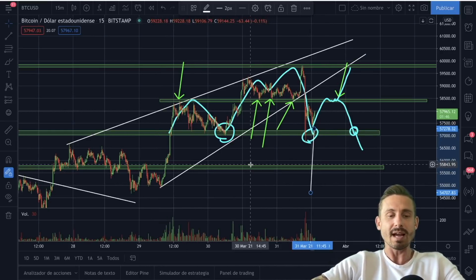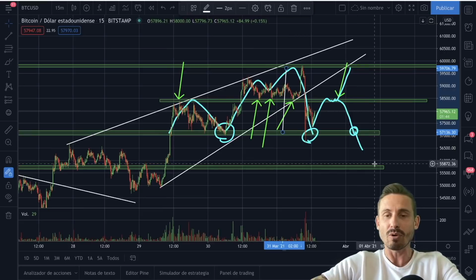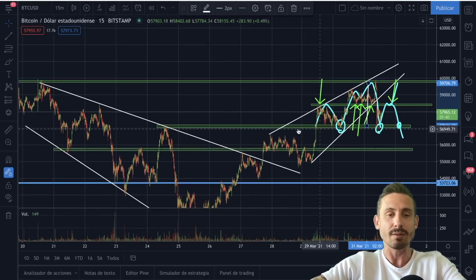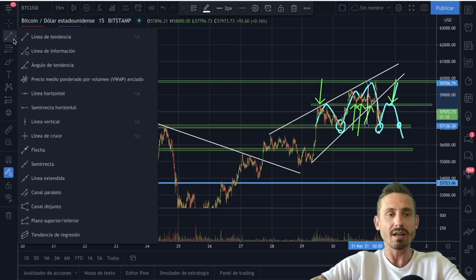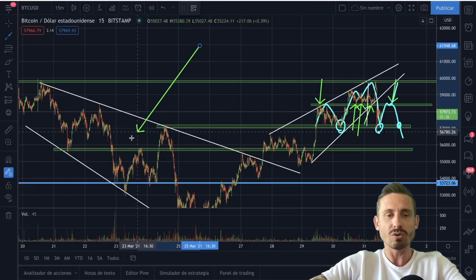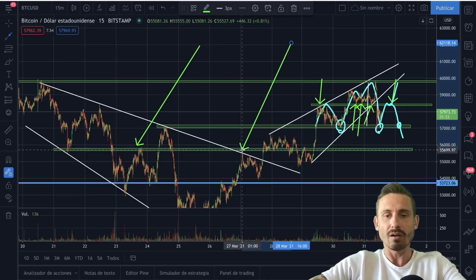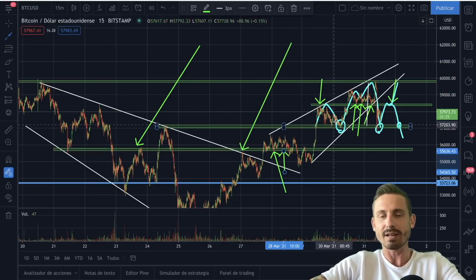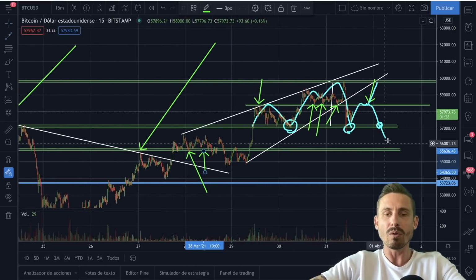We should be getting supported at this green box area because it has been major resistance in the past, as you can see right here and also right over here. Okay, we did manage to stay above here for a while. We did have a fake out and came back up here. So will this area hold?